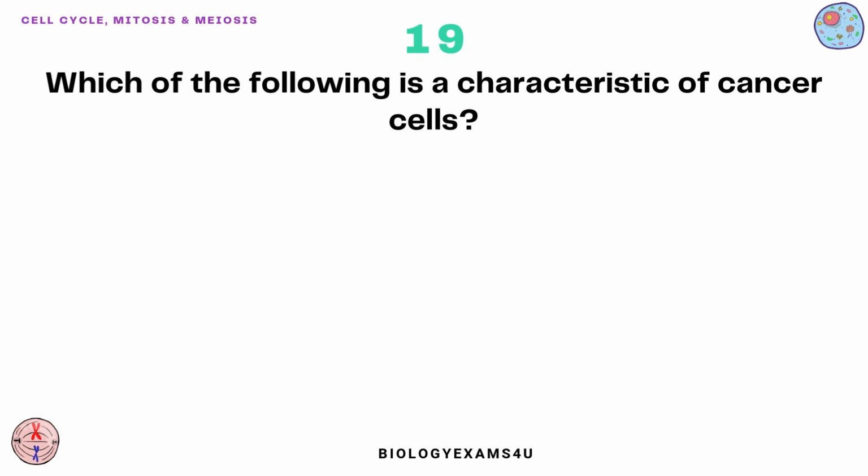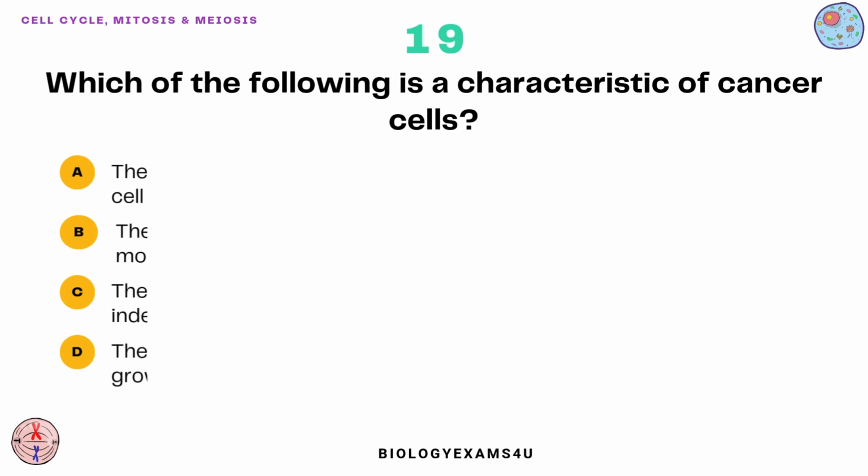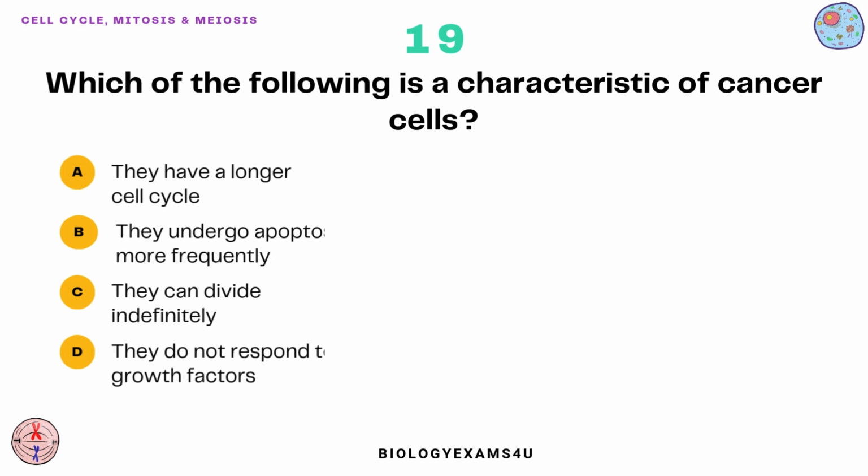Question number 19. Which of the following is a characteristic of cancer cells? Option A, they have a longer cell cycle. Option B, they undergo apoptosis more frequently. Option C, they can divide indefinitely. Option D, they do not respond to growth factors.